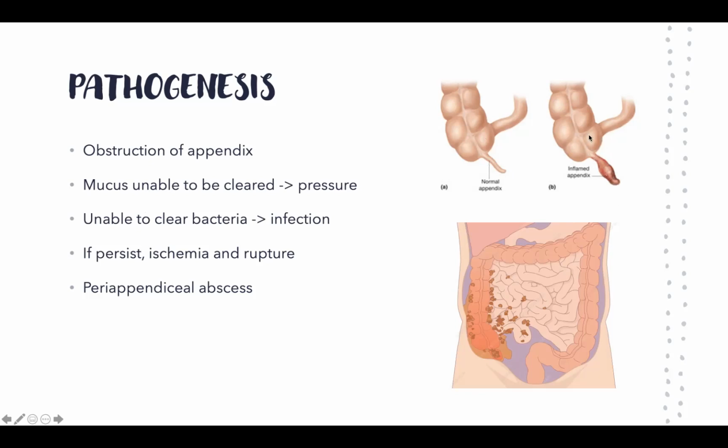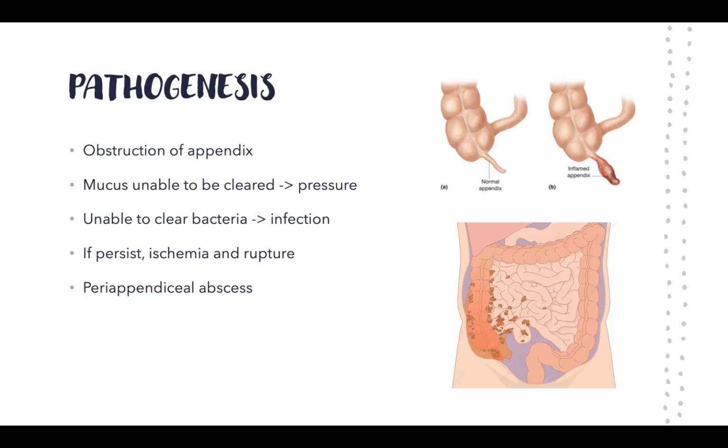Also, in the gut, we have a lot of bacteria, and this is now unable to be cleared out. So it starts to multiply and can cause infections. And these usually tend to be gram-negative organisms, so you can expect to see things like E. coli and bacteroides.